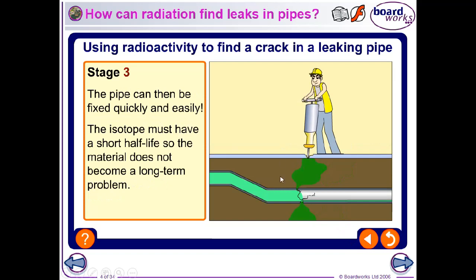Okay, we need to use isotopes in these examples that have a short half-life. So after a short amount of time, the count rate drops to very low levels. If we use isotopes that have a very long half-life, then they could be in an environment emitting radiation for a long time and cause problems.